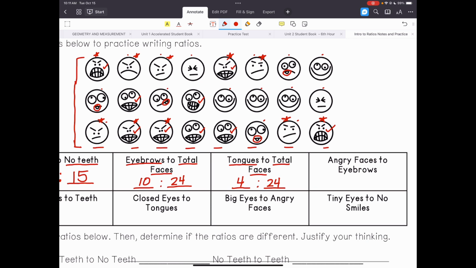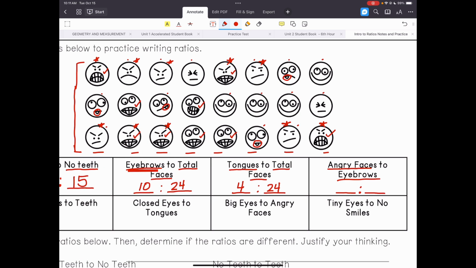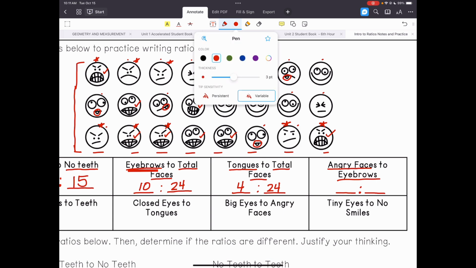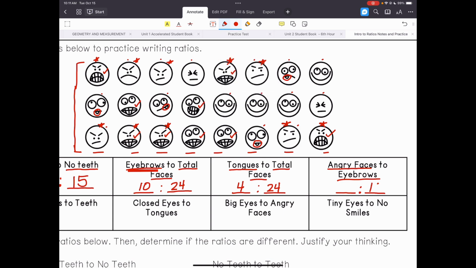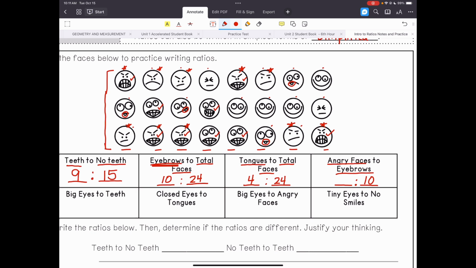All right. Angry faces to eyebrows. I'm pretty sure we've already done an eyebrow one, so look back at our thing. Eyebrows was the first number in this ratio, so that's a 10. So eyebrows is going to be the second number in this ratio. And remember, order matters. It makes a difference. Make sure you're putting it in the correct spot. Let's go back and count the angry faces.